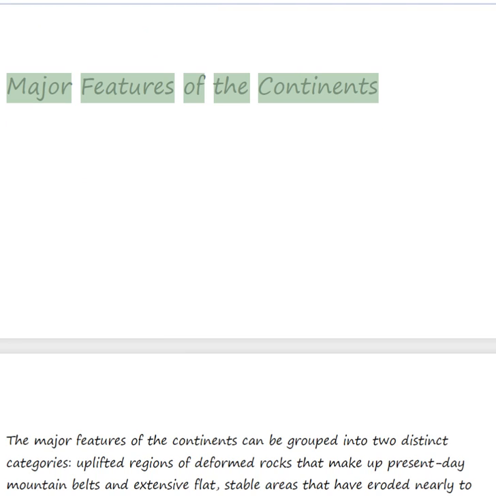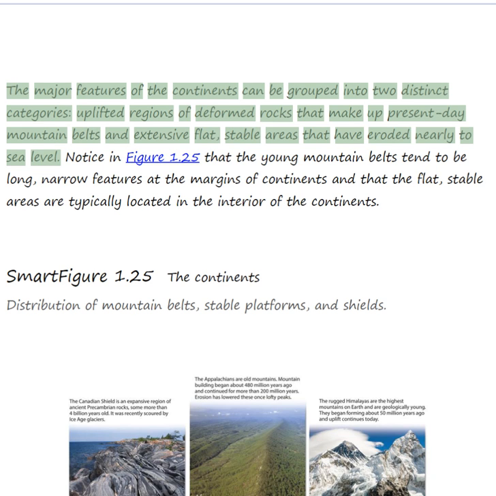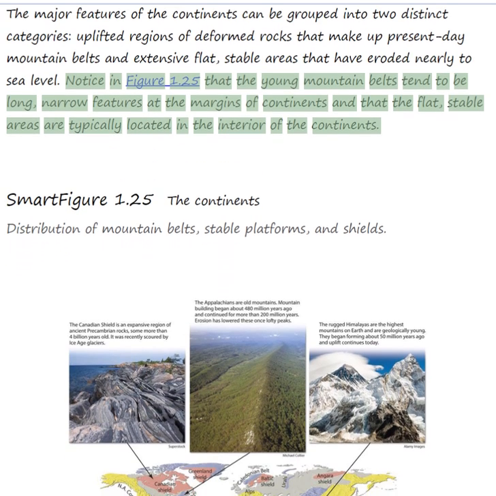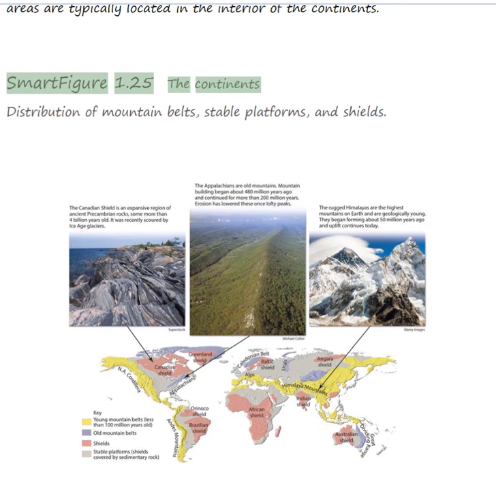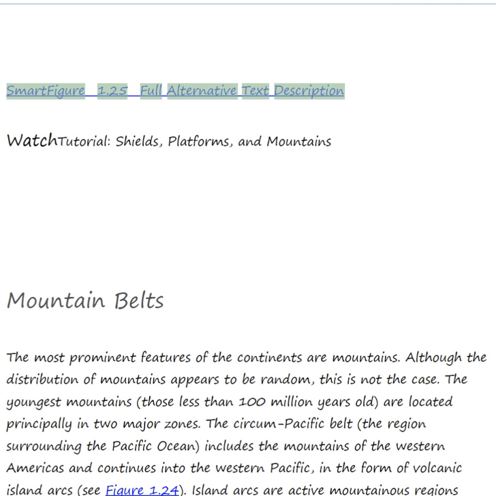Major features of the continents. The major features of the continents can be grouped into two distinct categories: uplifted regions of deformed rocks that make up present-day mountain belts, and extensive flat, stable areas that have eroded nearly to sea level. Notice in Figure 1.25 that the young mountain belts tend to be long, narrow features at the margins of continents, and that the flat, stable areas are typically located in the interior of the continents. Distribution of mountain belts, stable platforms, and shields. Smart Figure 1.25, The continents.